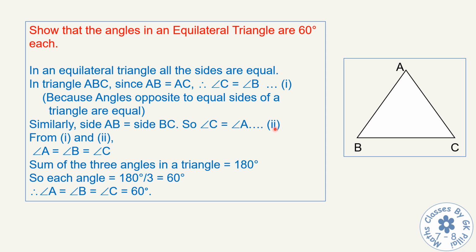I have marked as 2. From this and this, both are equal to angle C only. Ultimately, all the three will be equal. So from 1 and 2, we get angle A equal to B equal to C. And one more aspect we must be knowing, sum of the three angles in a triangle is 180 degrees. So all the three angles are equal, and naturally each angle will be 180 upon 3, that will be 60 degrees. So ultimately we are getting what is asked, angle A equal to angle B equal to angle C equal to 60 degrees.